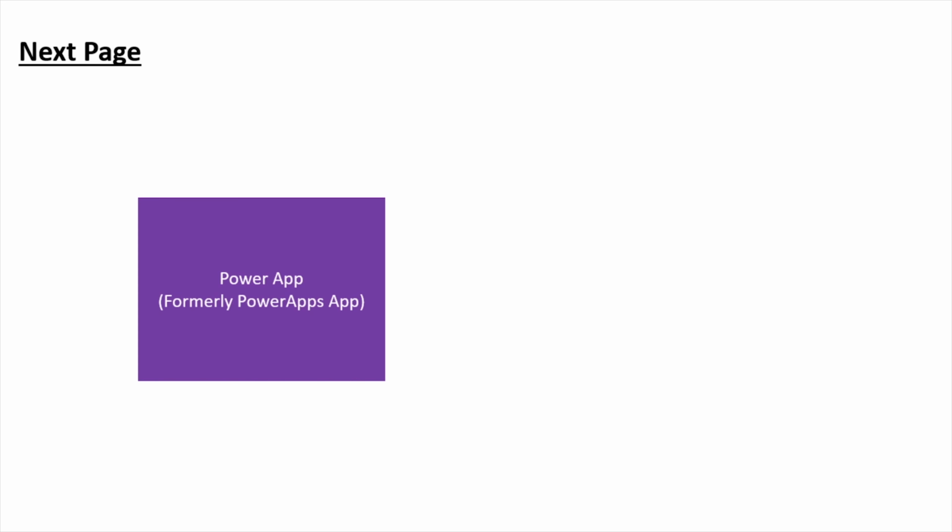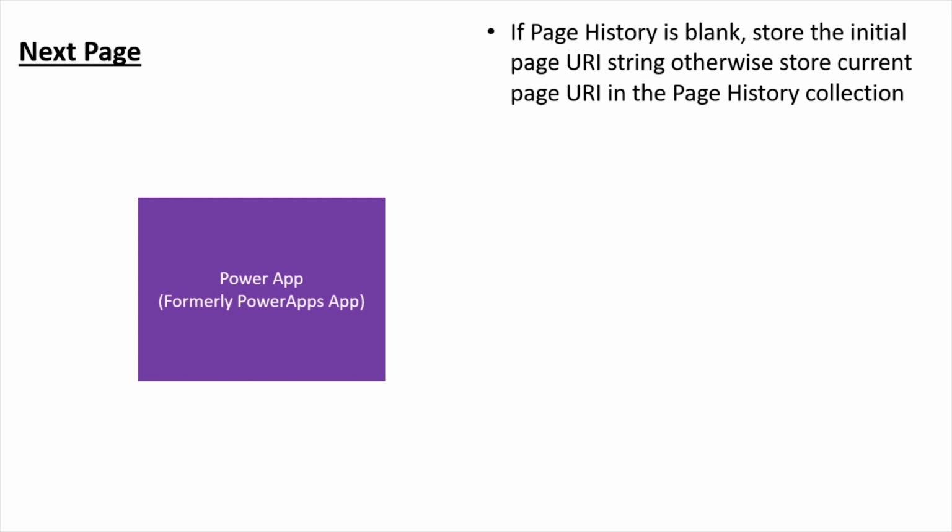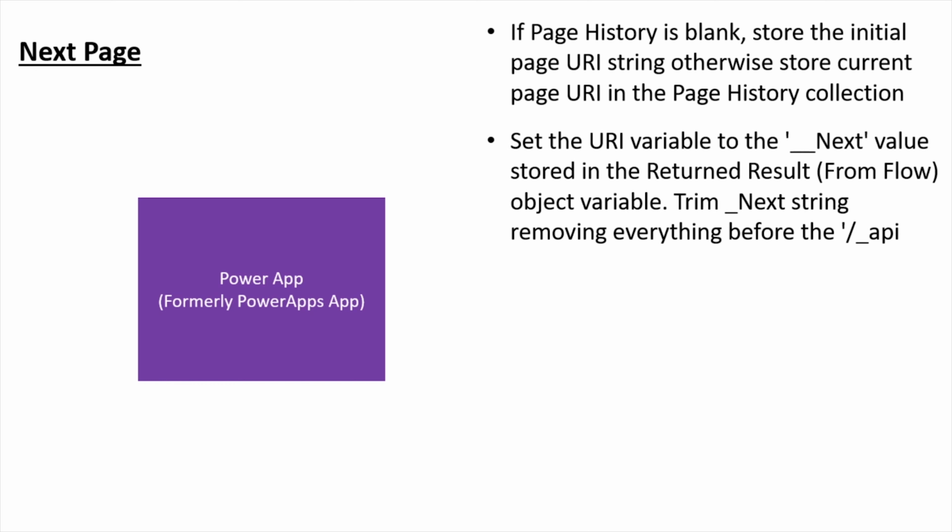So our next page function, the first thing we want to do is check if our page history collection is blank. And if it is, we want to effectively initialize our history, and we want to put that first page back in there. So we push onto our page history stack the very first page of 5 records, so our URI for our first 5 records. Otherwise, we just want to store our current URI, our current parameter, onto our history.